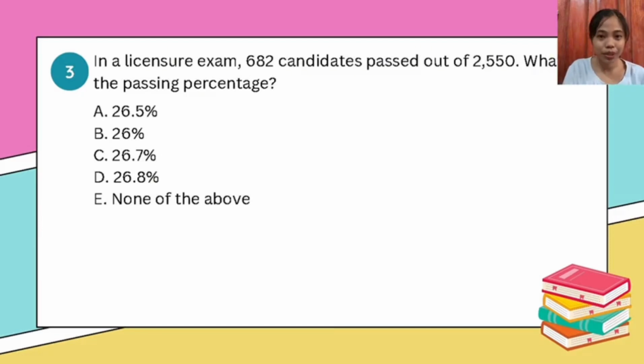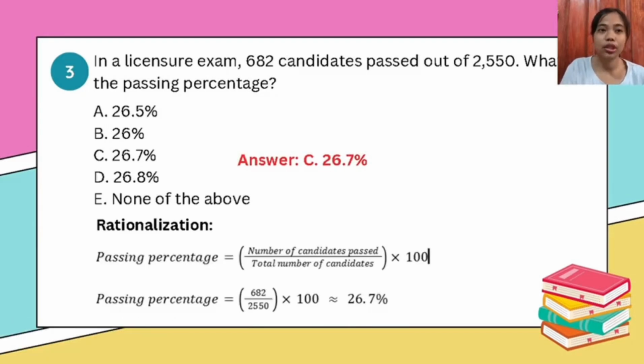Again, we are just looking for the percentage, meaning to say we're just going to divide 2 values. The answer is letter C, 26.7%. So the rationalization is like this. The passing percentage is equal to number of candidates passed over the total number of candidates times 100. So substitute, we have 682 candidates who have passed over 2,550 total number of candidates. And times 100, then we have 26.7%.